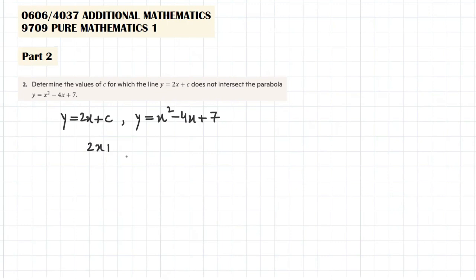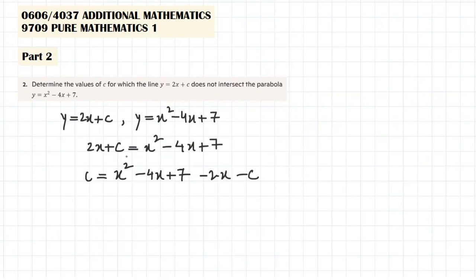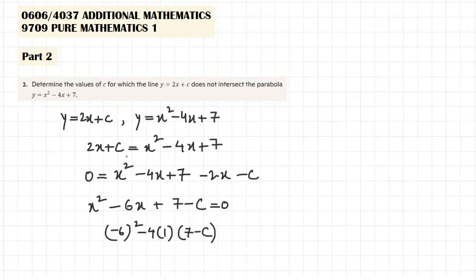Okay, so I equate them. Check these worked solutions. x squared minus 4x plus 7. So now this becomes x squared. Again, I'll do the same thing. I'll subtract 2x and c on both sides. So this becomes 0. x squared, this time the negative 4x and the negative 2x becomes negative 6x plus 7 minus c equals 0. Let's apply the discriminant. b squared minus 4ac. And this time I'm going to put it less than 0.